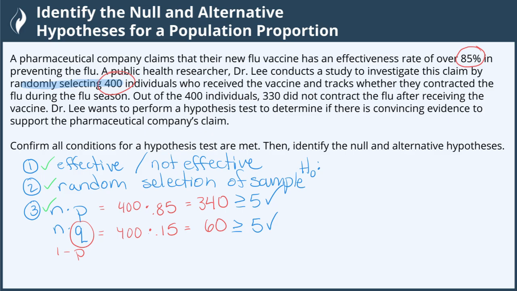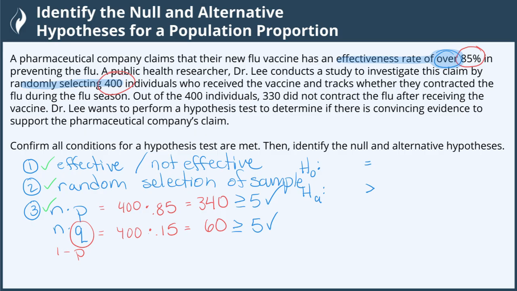The null hypothesis has an equal sign in it, and the alternative hypothesis must have a less than, greater than, or a not equal to. Looking back at the claims, we see that the pharmaceutical company is claiming that their effectiveness rate is over 85%, and Dr. Lee wants to conduct the study to investigate the claim. So because our null hypothesis must have an equal sign, we're going to put equal, and the alternative hypothesis is over, which is a greater than, not greater than or equal to, just over 85%.